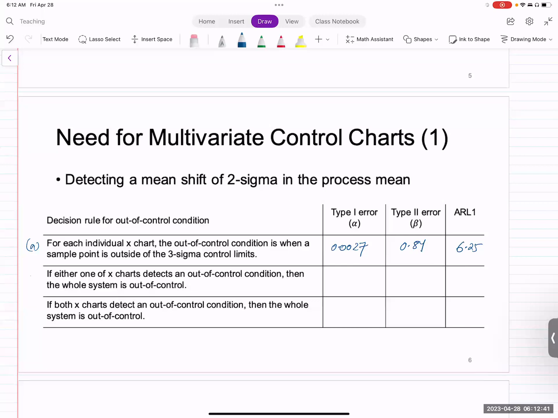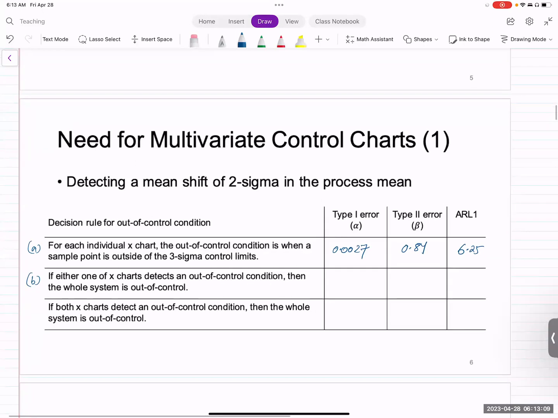Now, if you look at rule number 2, if either one of the X charts detects an out of control condition, then the whole system is out of control. Using the rule-based system that we discussed in chapter 3 or 4, you can find out the type 1 and the type 2 error. I'm not going through the calculations again, but type 1 error for this case is 0.0054, type 2 error is 0.705, and ARL1 is 3.33.